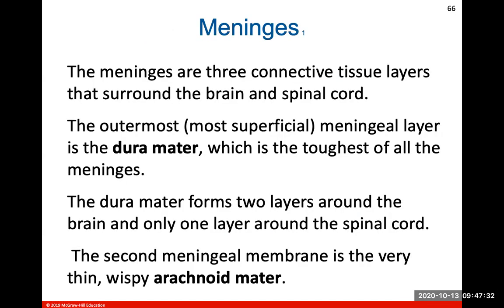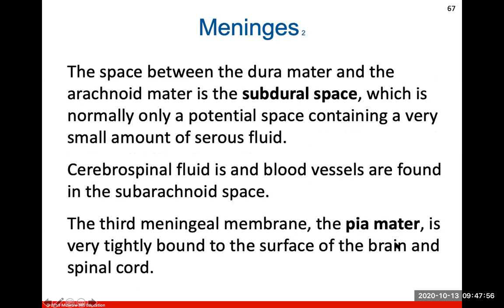Meninges are the 3 connective tissue layers that surround the brain and spinal cord. The outermost, most superficial meningeal layer is the dura mater, which is the toughest of all meninges. The dura mater forms 2 layers around the brain and only 1 layer around the spinal cord. The second meningeal layer is a lot thinner, very wispy. It's called the arachnoid mater.